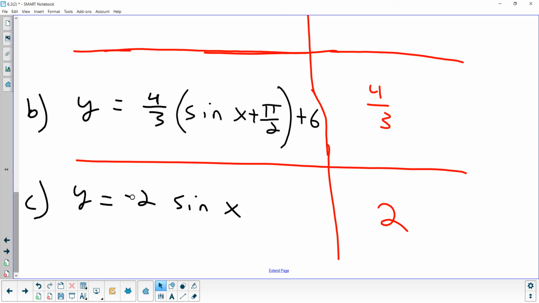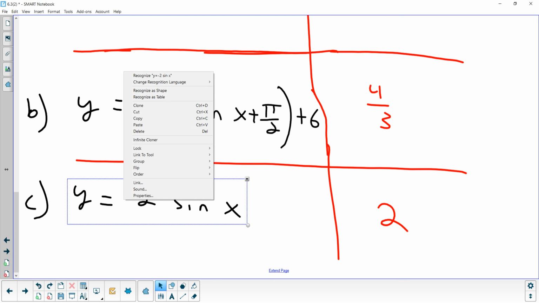What if I did this? What's the amplitude now, Francesca? 2. It's still 2. That didn't change it. What if I did this? Yeah? It's still 2. If you shift it up 6 units, it's still 2. Okay? None of the other numbers matter when you're looking for the amplitude. The only thing that matters is the number in front. Negative here, no effect on the amplitude. Effect when you sketch it, yes. It causes a vertical reflection.